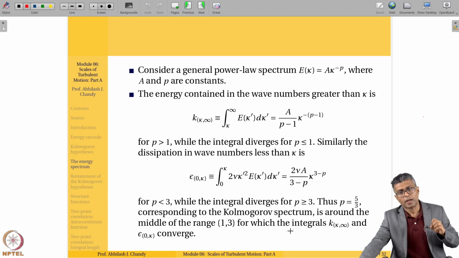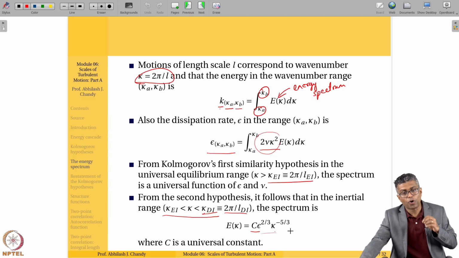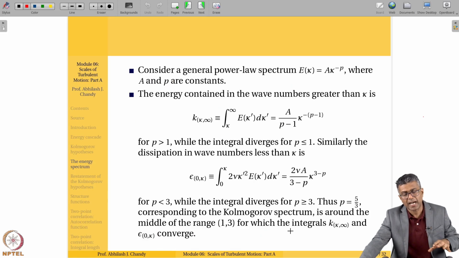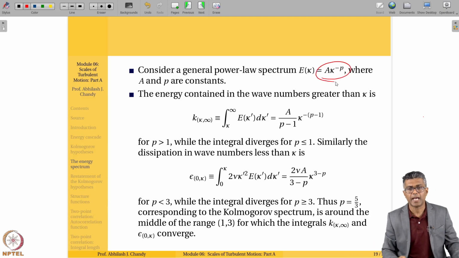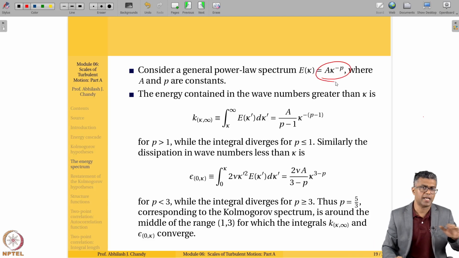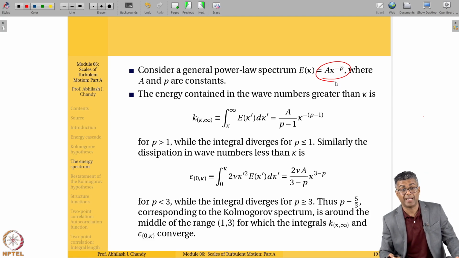Now, let's think about this. The fact that we got this to be kappa to the minus 5/3 is very interesting, isn't it? But let's try to make some sense out of it. For that, let's consider the energy spectrum function to be some function A kappa to the minus p. A is a constant, p is a constant. We don't know what p is, we don't know what A is yet.